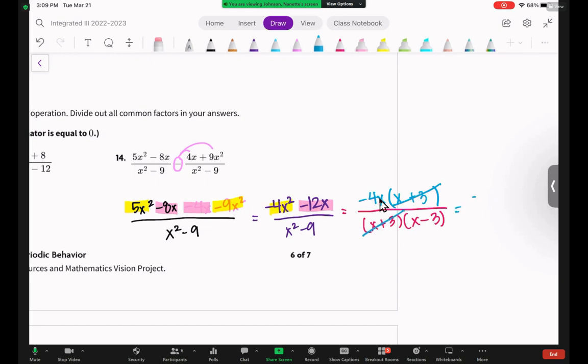So my final answer is negative 4x over x minus 3. And someone says, hey, Ms. Johnson, can you cancel out those x's? And I say, no, because this x is being multiplied, but this x is being subtracted by something. So this is actually the answer.